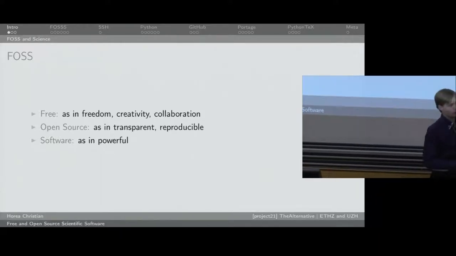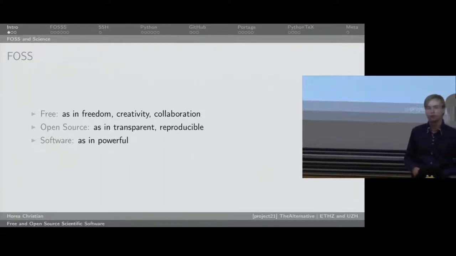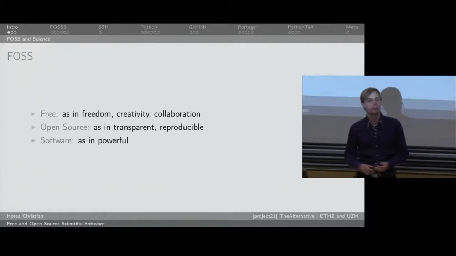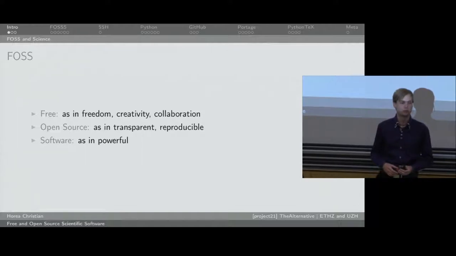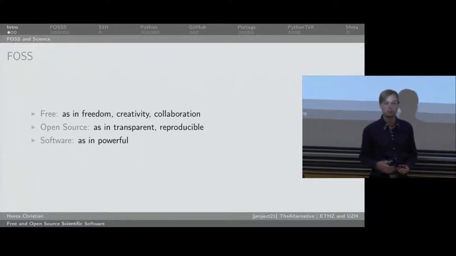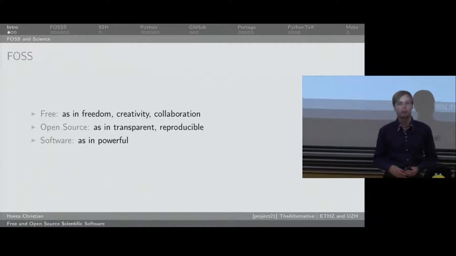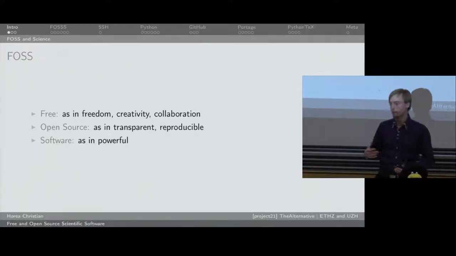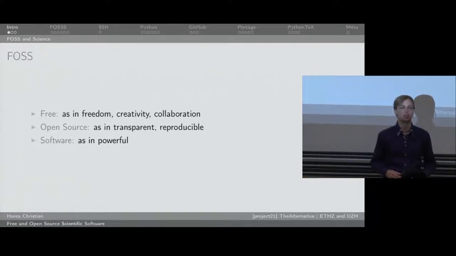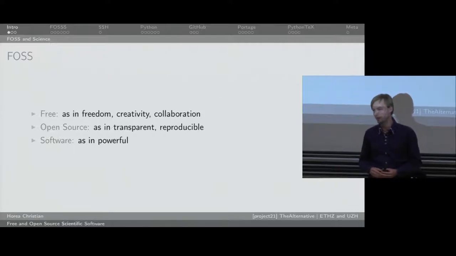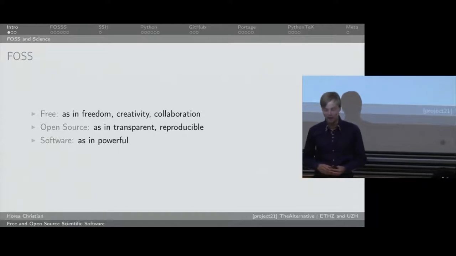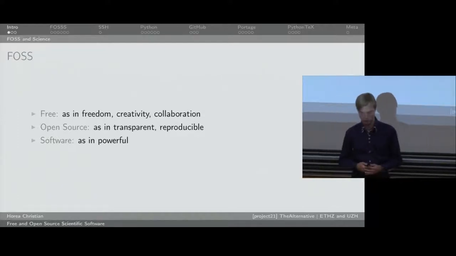And of course, free and open source software is software. And software is a very powerful tool for science. I put it here, software as in powerful, because we're going to talk a bit about the issues with scientific software. And one of the big issues still, even nowadays, is that very many scientists are still a bit skeptical about using software too much in their workflow, partly because they don't understand it, partly because they think that things can be done by a human operator better. But in the world of bigger and bigger data, software is an indispensable tool. And it's very important for research, which is why we're talking about it right now.